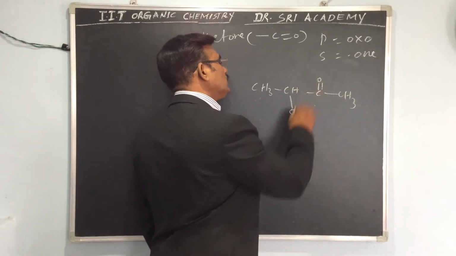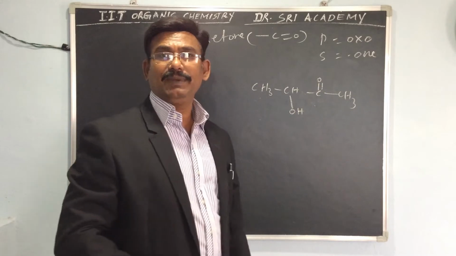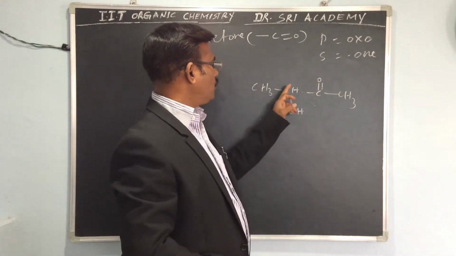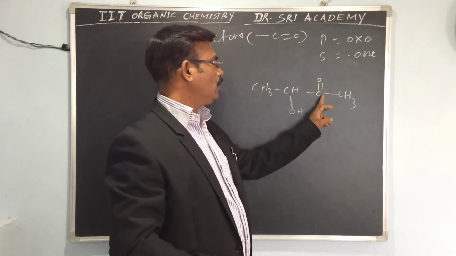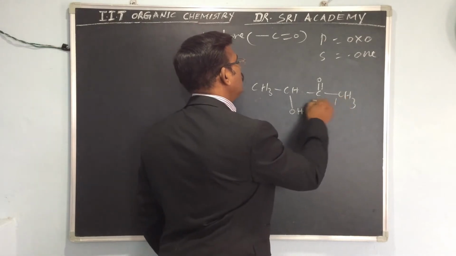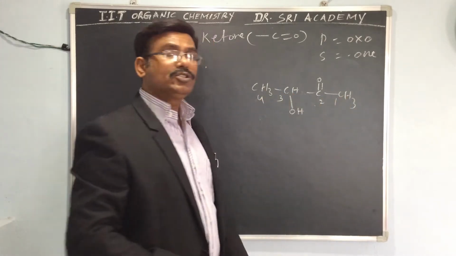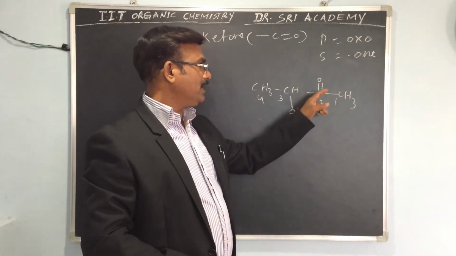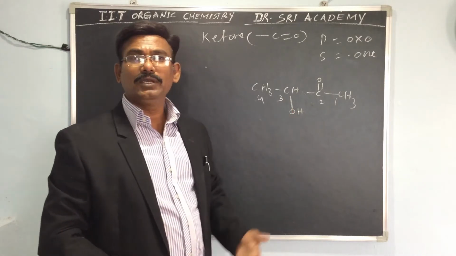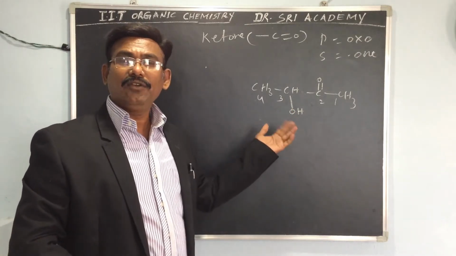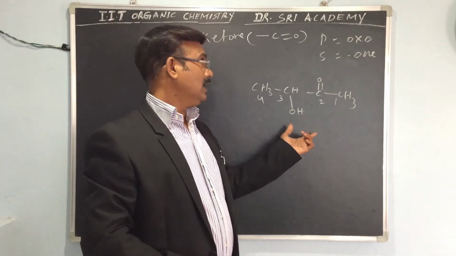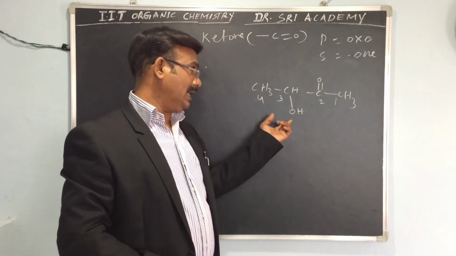Among these 2 functional groups, ketone is the highest priority. It should get the least number. From here 1, 2, 3 means the larger number. Here 1, 2, so it's very near. So we have to give the numbering from here 1, 2, 3, 4. That means the 2nd position contains the highest priority ketone group and the 3rd carbon contains the OH group. So OH is the secondary priority, meaning we cannot write alcohol. This is hydroxy. For the prefix you have to use hydroxy.